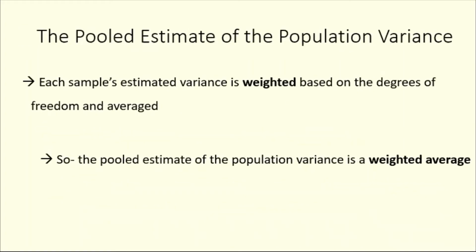Specifically, each sample's estimated variance is going to be weighted based on the degrees of freedom, and then we're going to average them together. This is just a weighted average, and particularly it's going to favor the larger sample. Basically this is because the larger the sample, the closer the number of people in that sample is to the number of people in the actual population. Larger samples are probably going to be a bit more accurate. They're based on more information. That's why we're going to weight this a little more heavily in favor of the larger group.